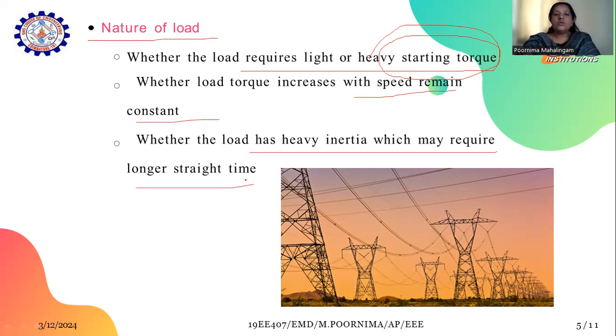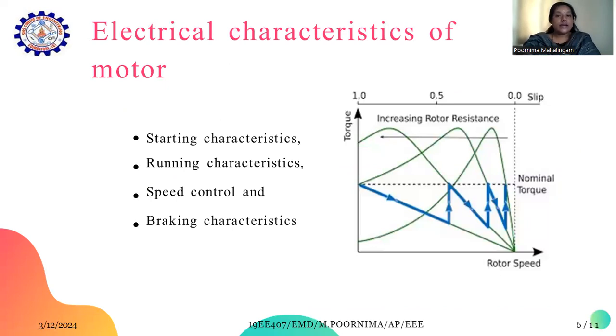Heavy inertia, which requires a long straight line. These are based on the load we are choosing and how we are choosing the electric drives. Okay. The next thing is electrical characteristics of the motor.